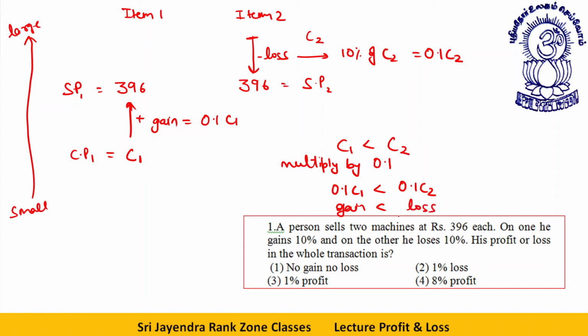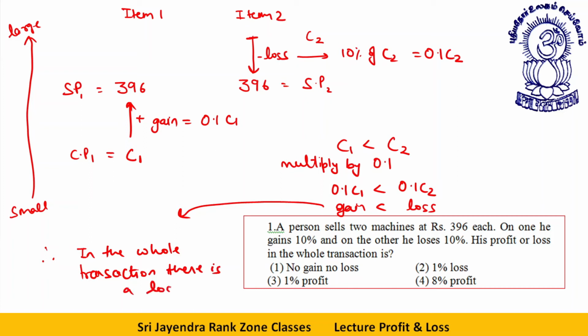When the gain is less than the loss, in a nutshell, effectively, therefore, in the whole transaction, there is definitely a loss.